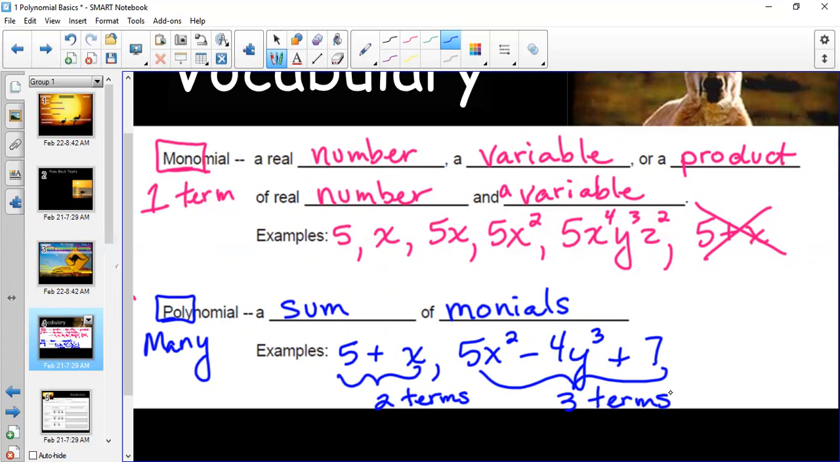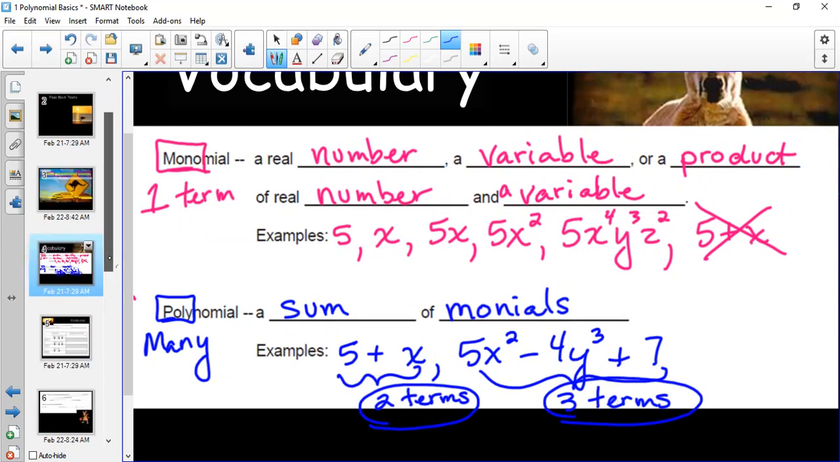Now, polynomials are going to be named even more specifically here in just a second. So 2 terms, like this one, is going to have a special name on the next page, and 3 terms is also going to have a special name. Again, we're going to get to that here in just a little bit, and it might not be the next page.